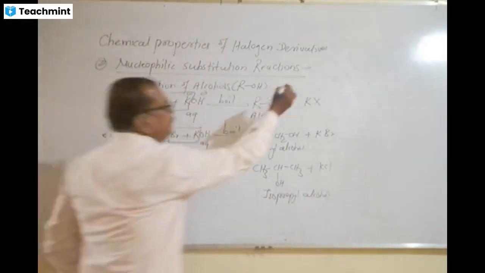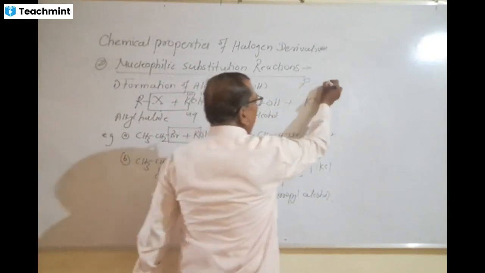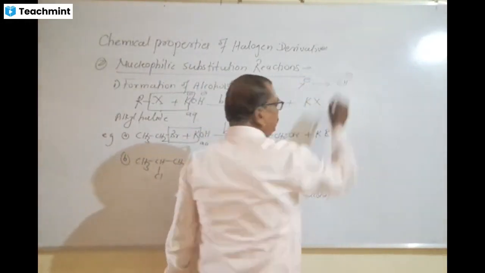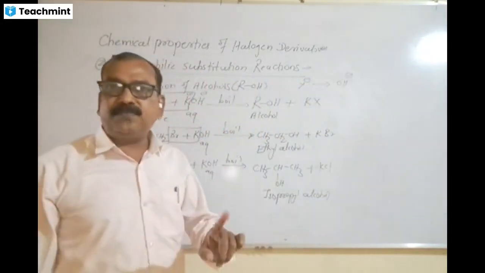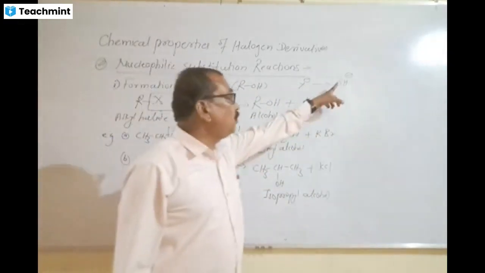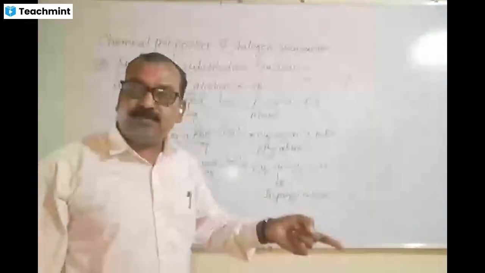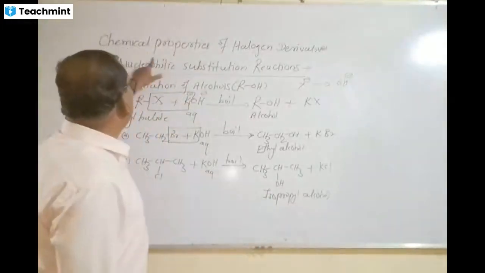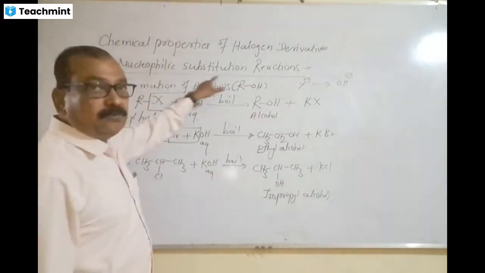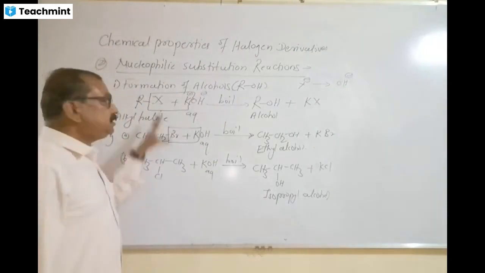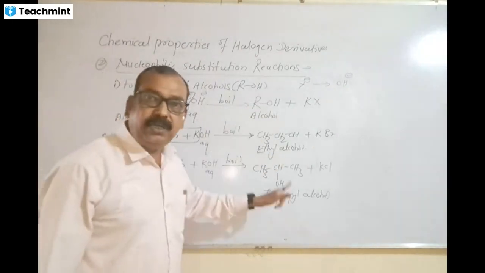In this way, the halo group is negatively charged and is replaced by the negatively charged OH group. Halo groups are examples of nucleophiles and the OH group is also a nucleophile. Here one nucleophile is replaced by another nucleophile. Therefore, the type of reaction is a nucleophilic substitution reaction, and the final products are only alcohols.